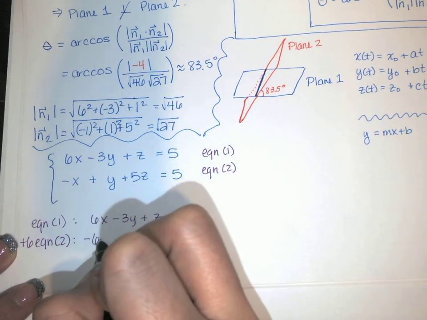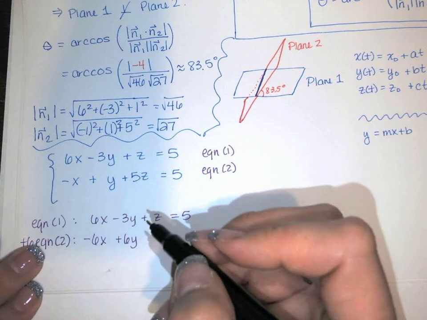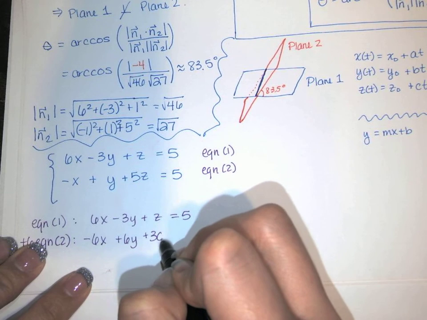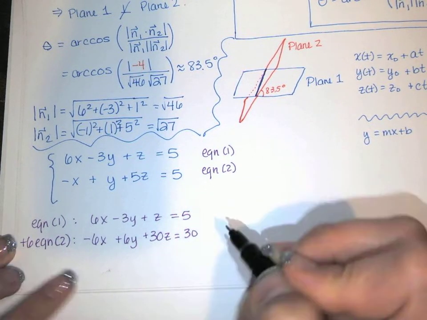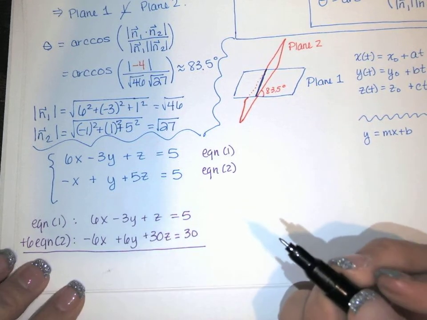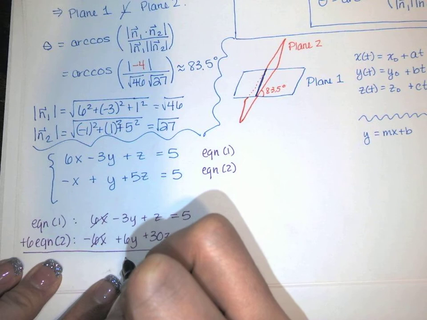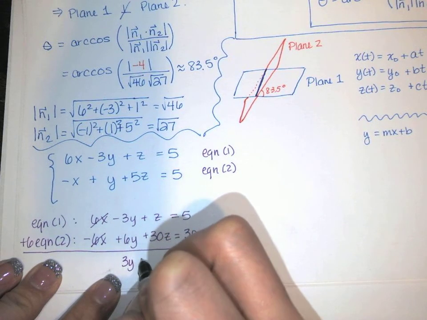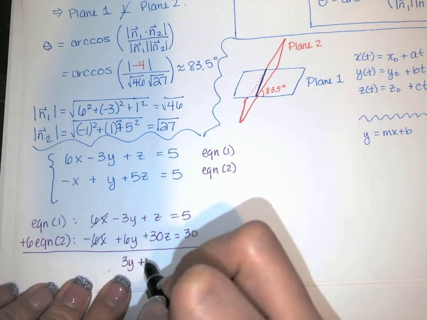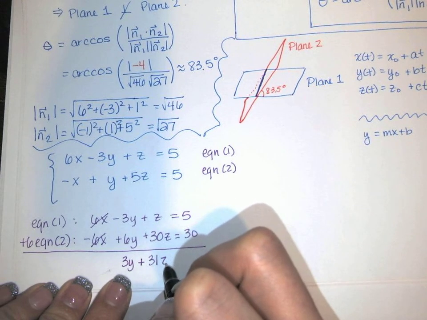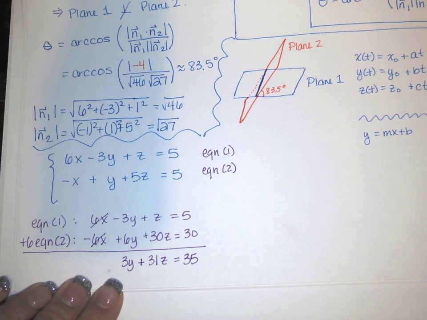6 times negative x is going to give me negative 6x. 6 times y is 6y. 6 times 5z is 30z. That's 6 times 5, which is 30. Add those together, and we get 3y plus 31z equals 35. Oh, that's ugly.